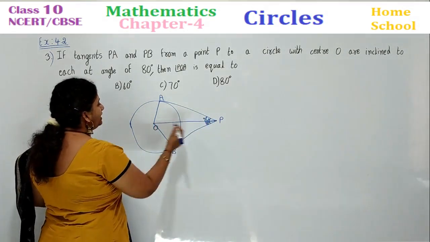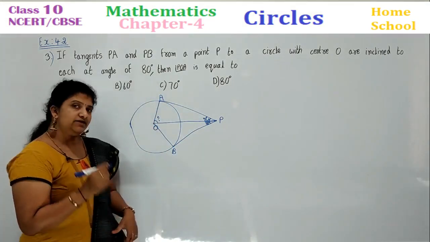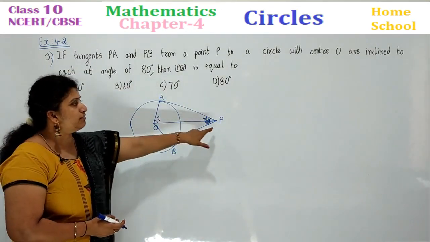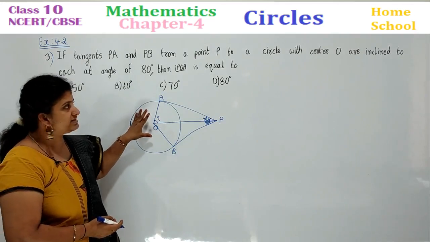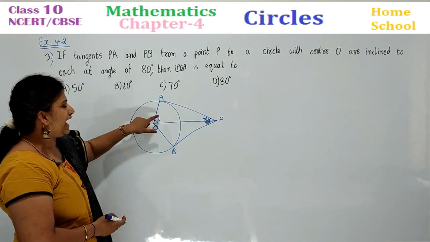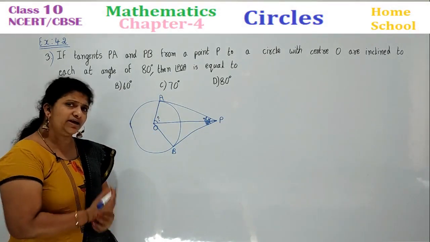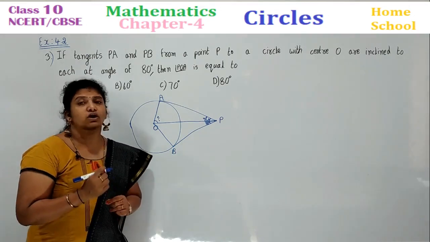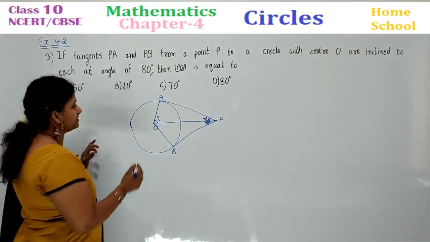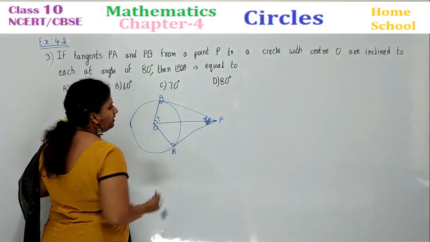What is angle POA? This is the angle they asked. Once again read the question carefully. If tangents PA and PB from a point P to a circle with center O are inclined at an angle of 80 degrees, find angle POA. So is it easy or difficult? It's very easy. We know that tangents are always perpendicular to the radius through the center of a circle. This tangent, this is 90, this will be 90.